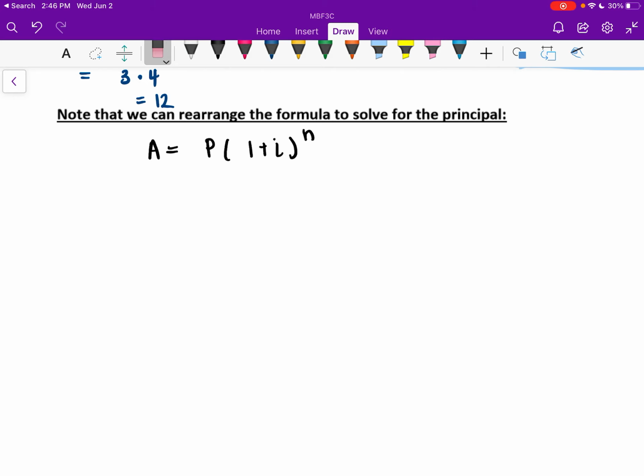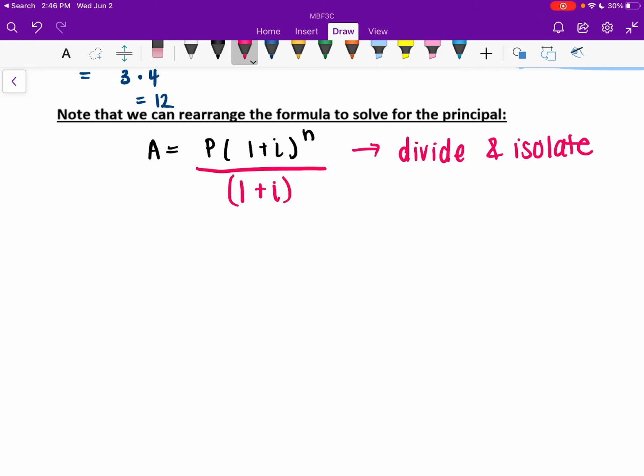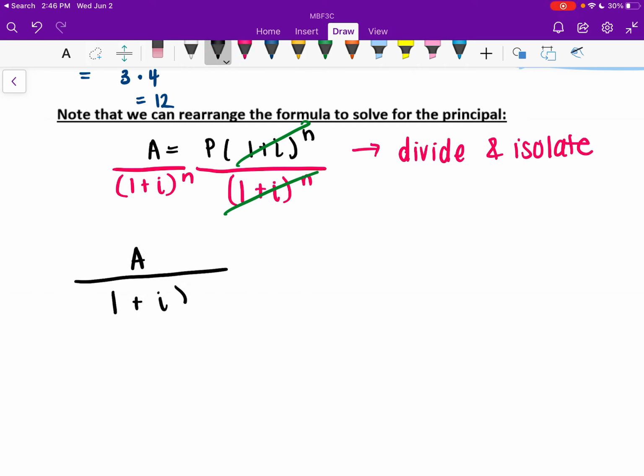I'm going to do this in pink. Divide both sides and isolate for P, right? So let's get rid of this (1 plus i) to the power of n. So I can divide this side by (1 plus i) to the power of n. Whatever I do to one side, I have to do to the other. So I can do (1 plus i) to the power of n. So in this situation, I can just cancel these out. So I'm left with A divided by (1 plus i) to the power of n is equal to P, right?